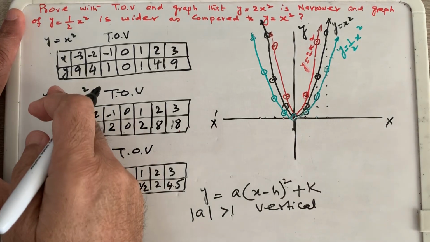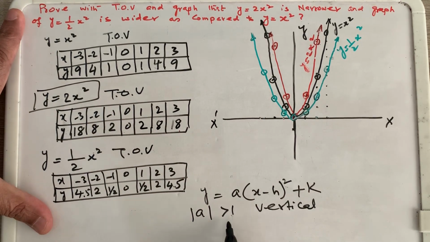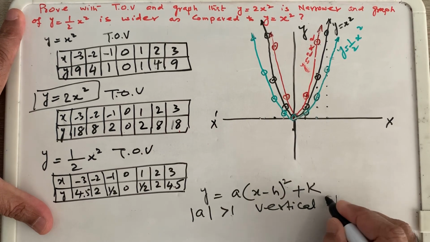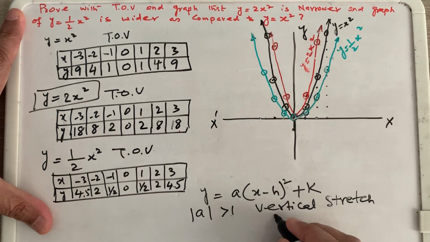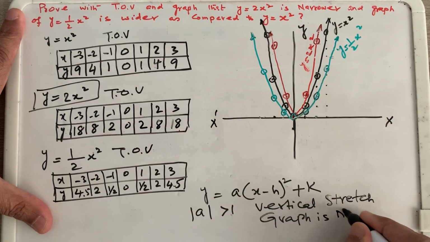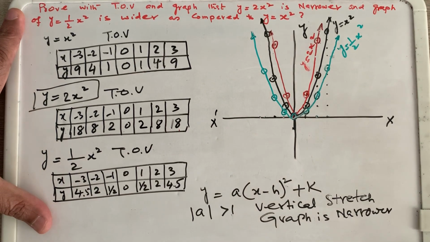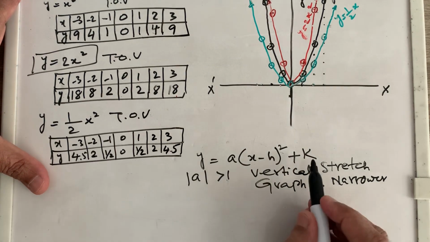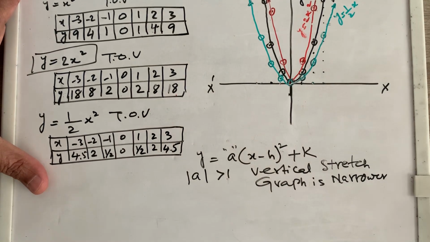Greater than 1 means 2. I have that 2, right? So I can compare it with this 2. So when a is greater than 1, it is a vertical stretch, and the graph is narrower. This is what we did in our conclusion in our last class, right? So y is equals to a times x minus h whole square plus k. This value of a is responsible. This will tell me what type of stretch I have.